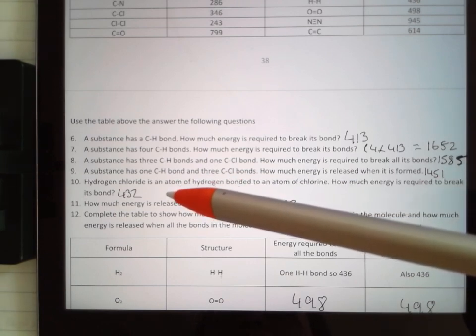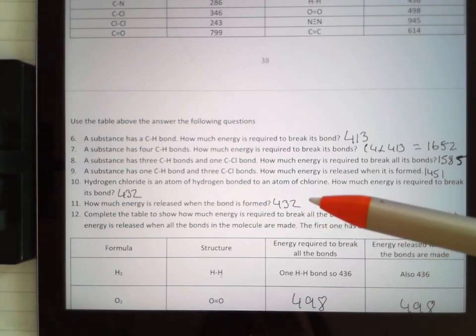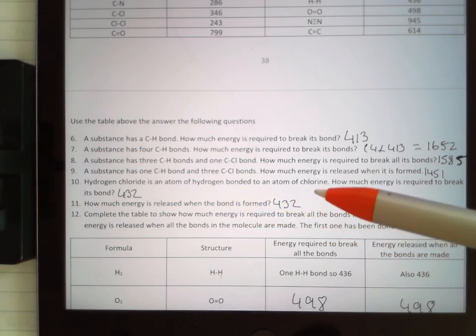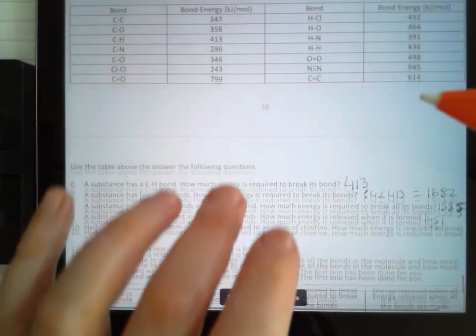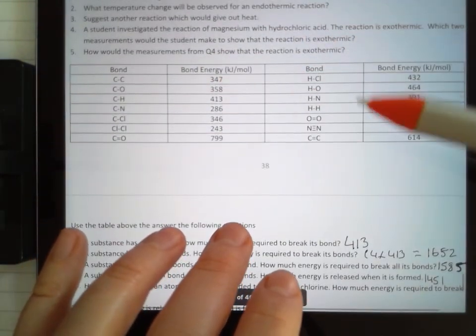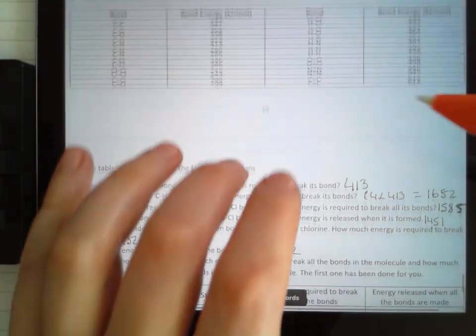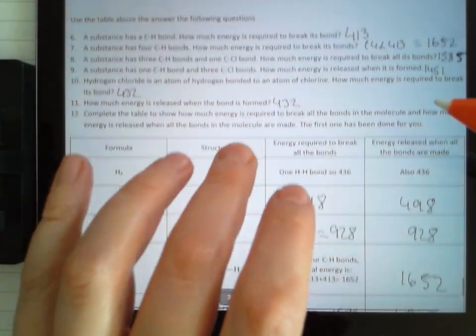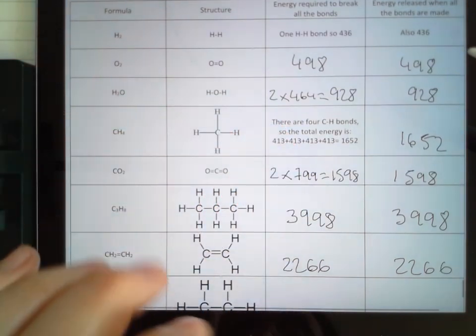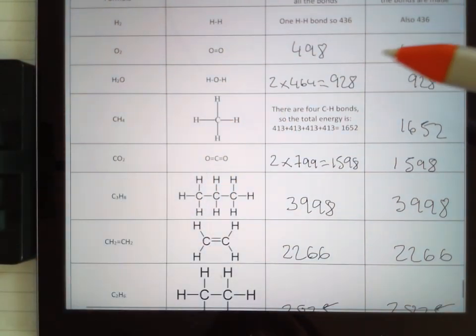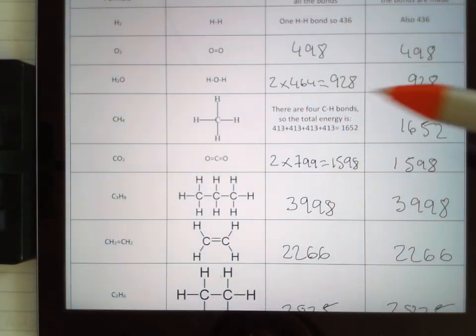The answer is 432 to break it. It's also 432 to make that bond. Okay, so all of these values I'm getting from this table here. You're just taking the values from the table and multiplying or adding them to get your answer. The actual table is here, I'm just going to leave it up. So these answers should be the same on both sides.